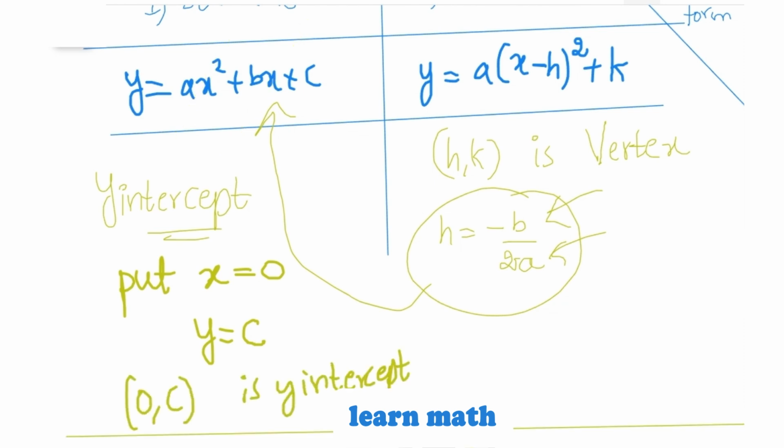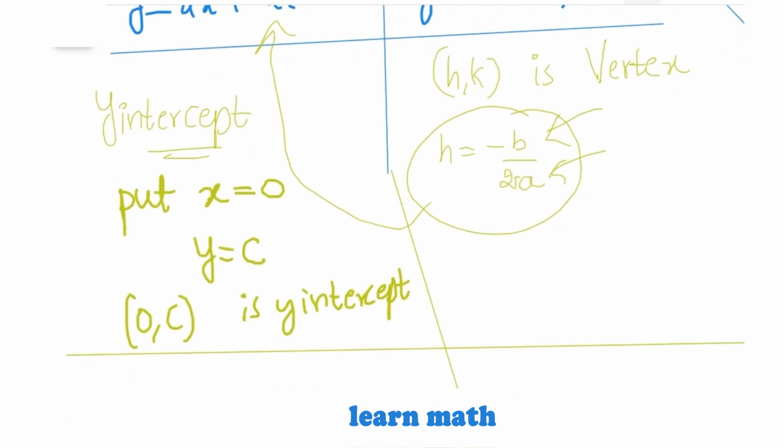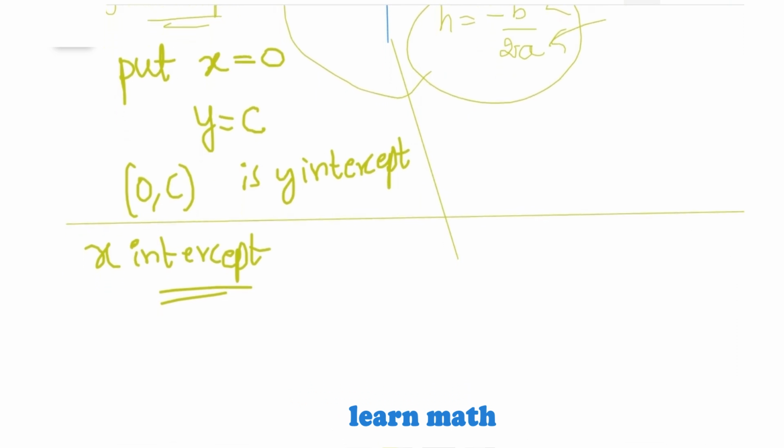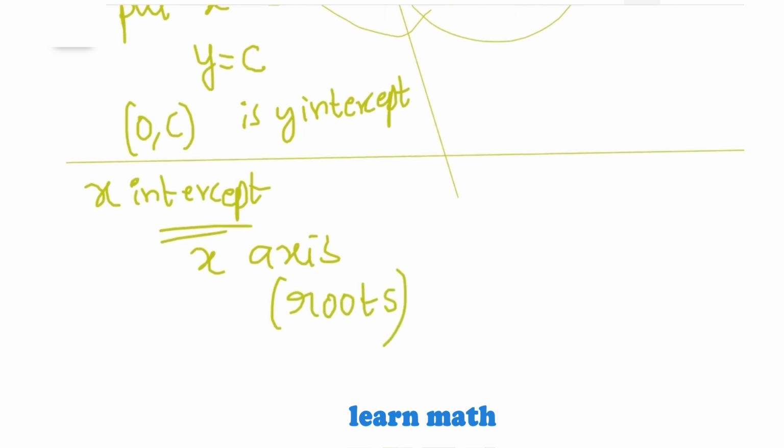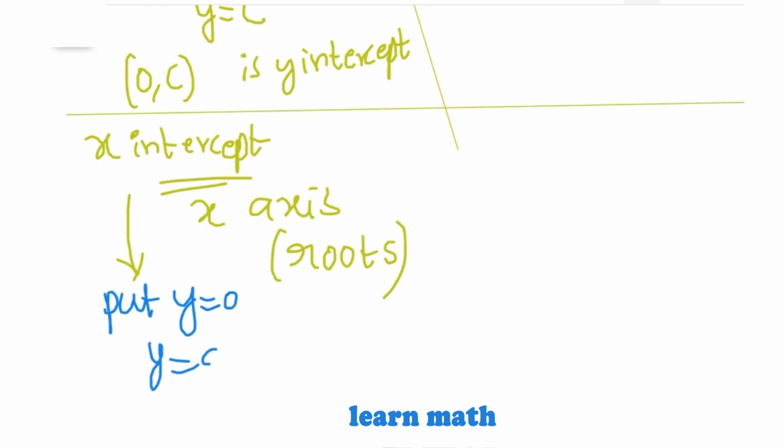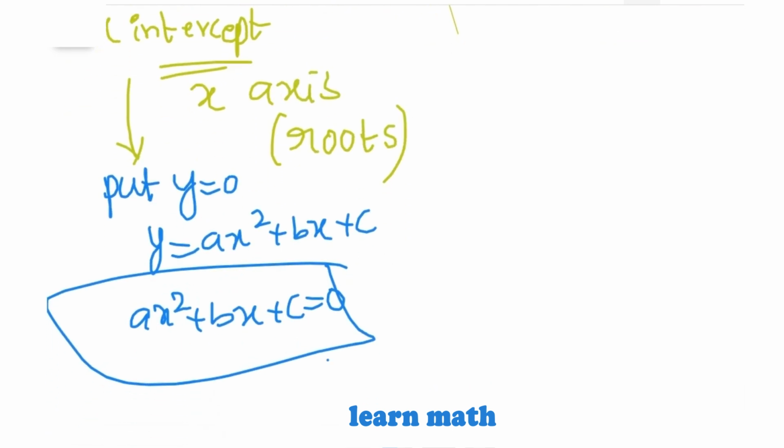Now that you understood the y-intercept, let's talk about the x-intercept. What do you understand by x-intercept? Where the graph touches the x-axis, right? For the x-intercept, we put y as 0. We already know that y is equal to ax squared plus bx plus c. If you put y as 0, this becomes ax squared plus bx plus c equals 0.